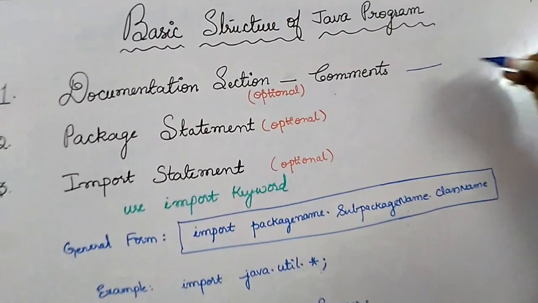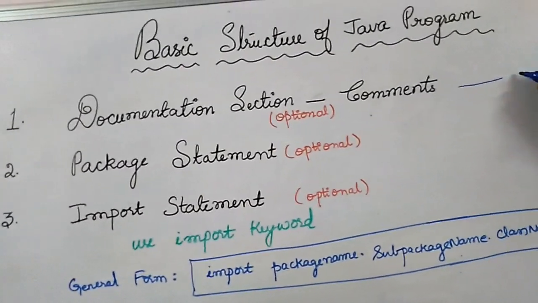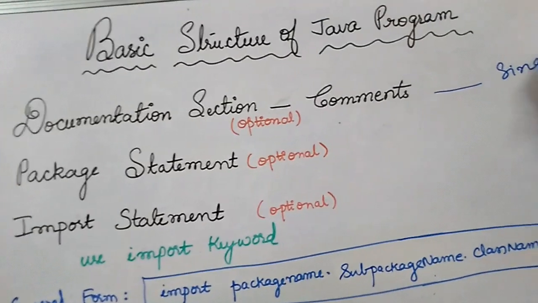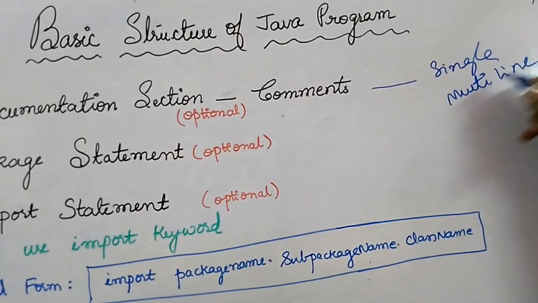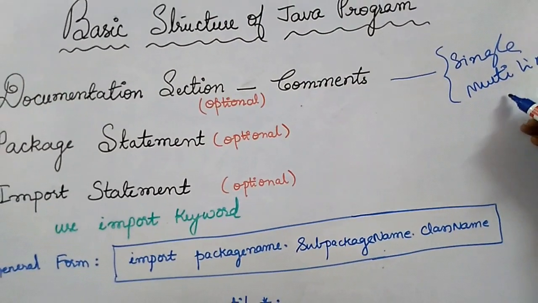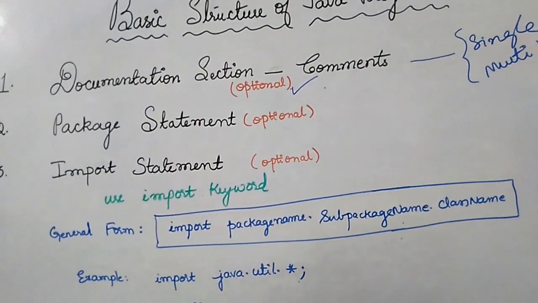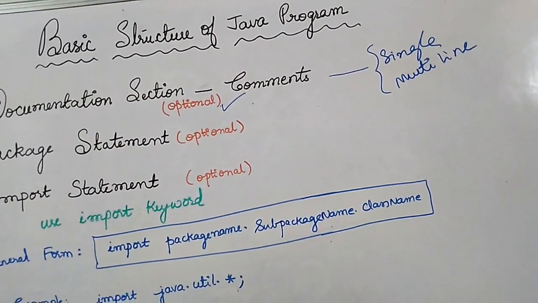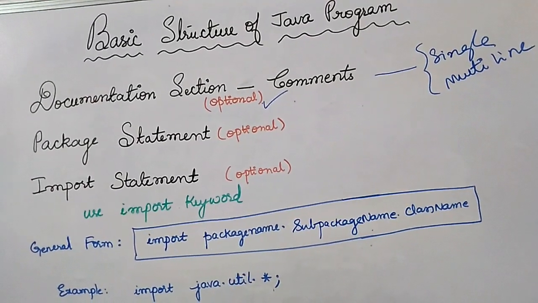The first one is the documentation section. Documentation section means including single line comments or multi-line comments. This is optional. We write comments to increase the readability of the code. So if you want comments, you can include them, else you can ignore this.